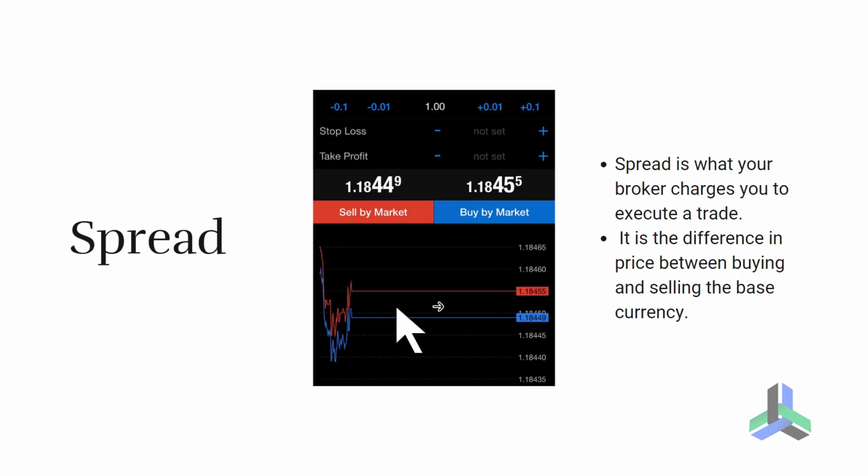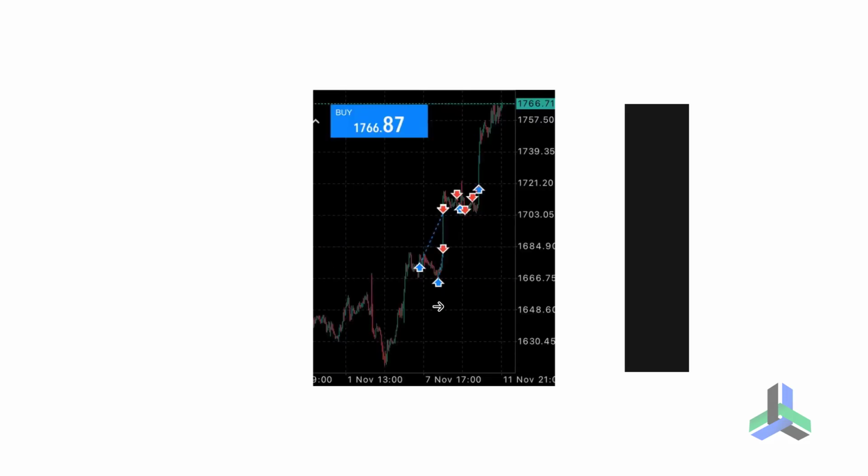When you're entering a trade with someone, if your spread is wide, you could be at a loss when somebody with a smaller spread is already in profit, okay? So these are a few things that you must look after, okay?